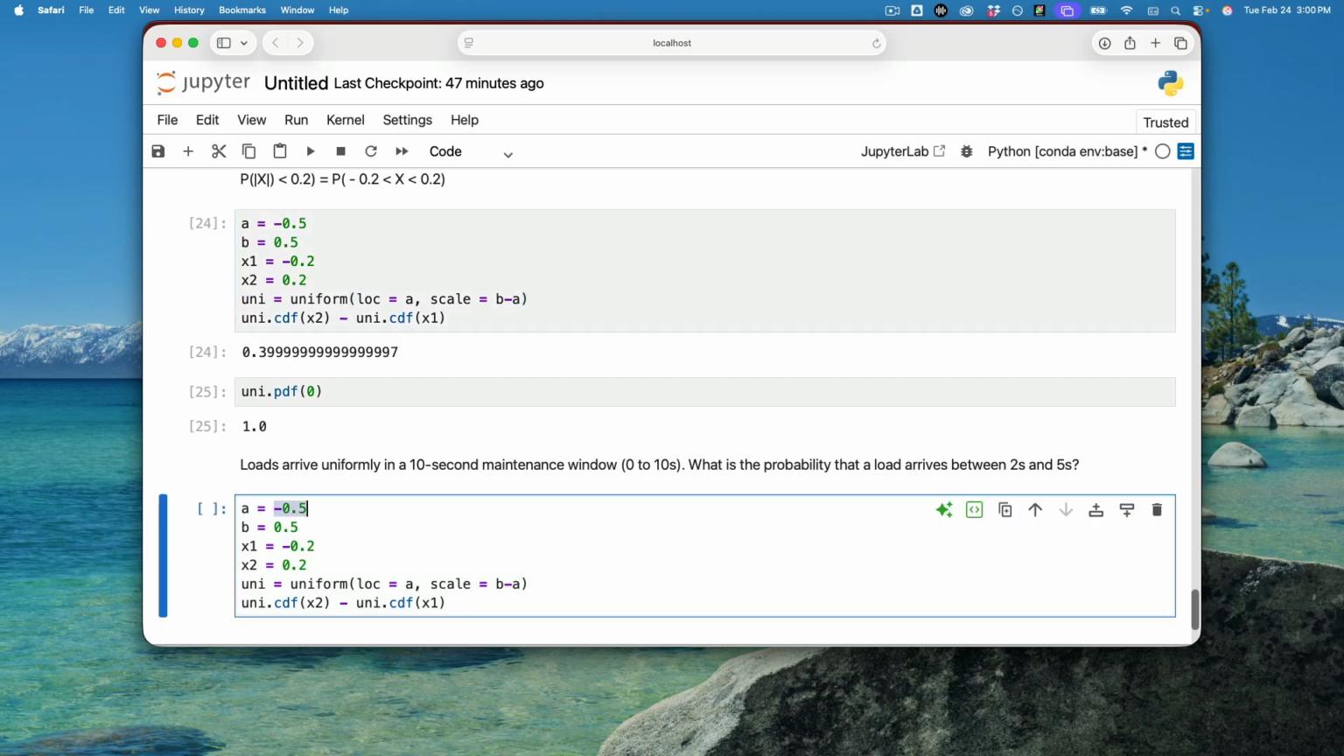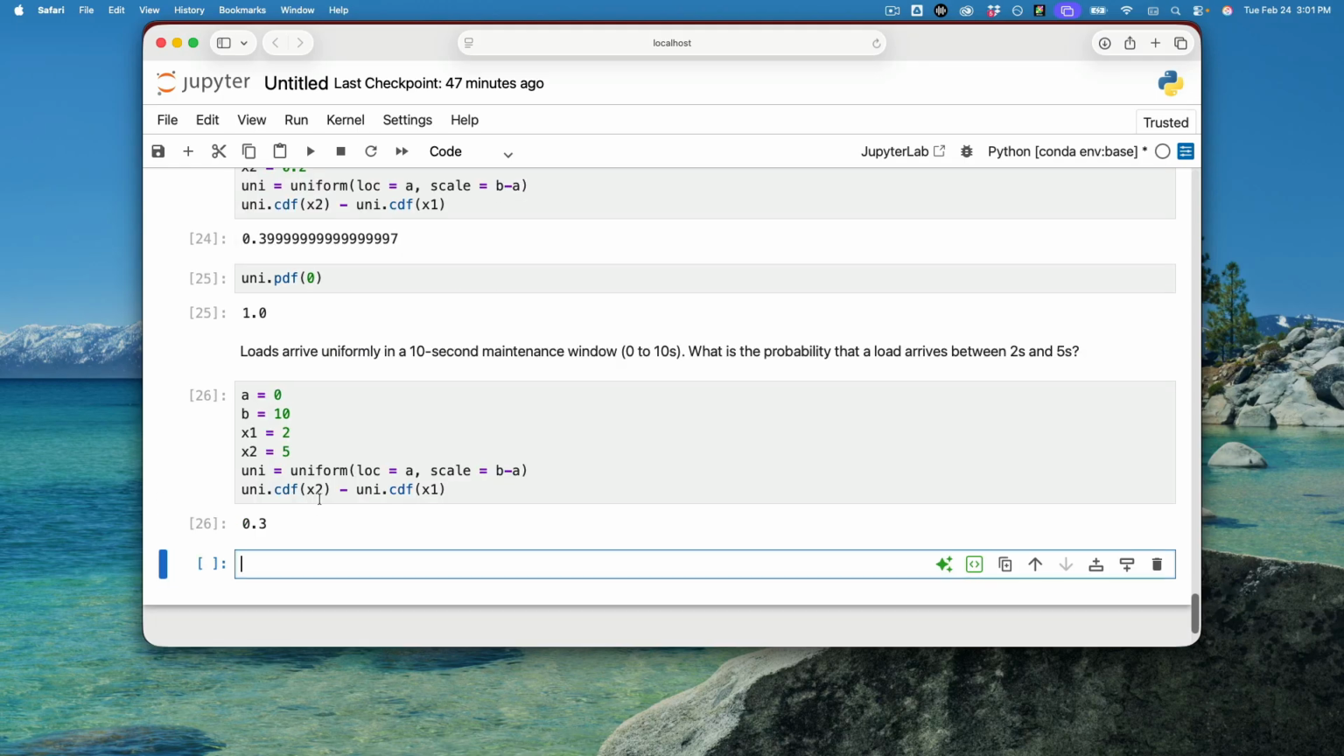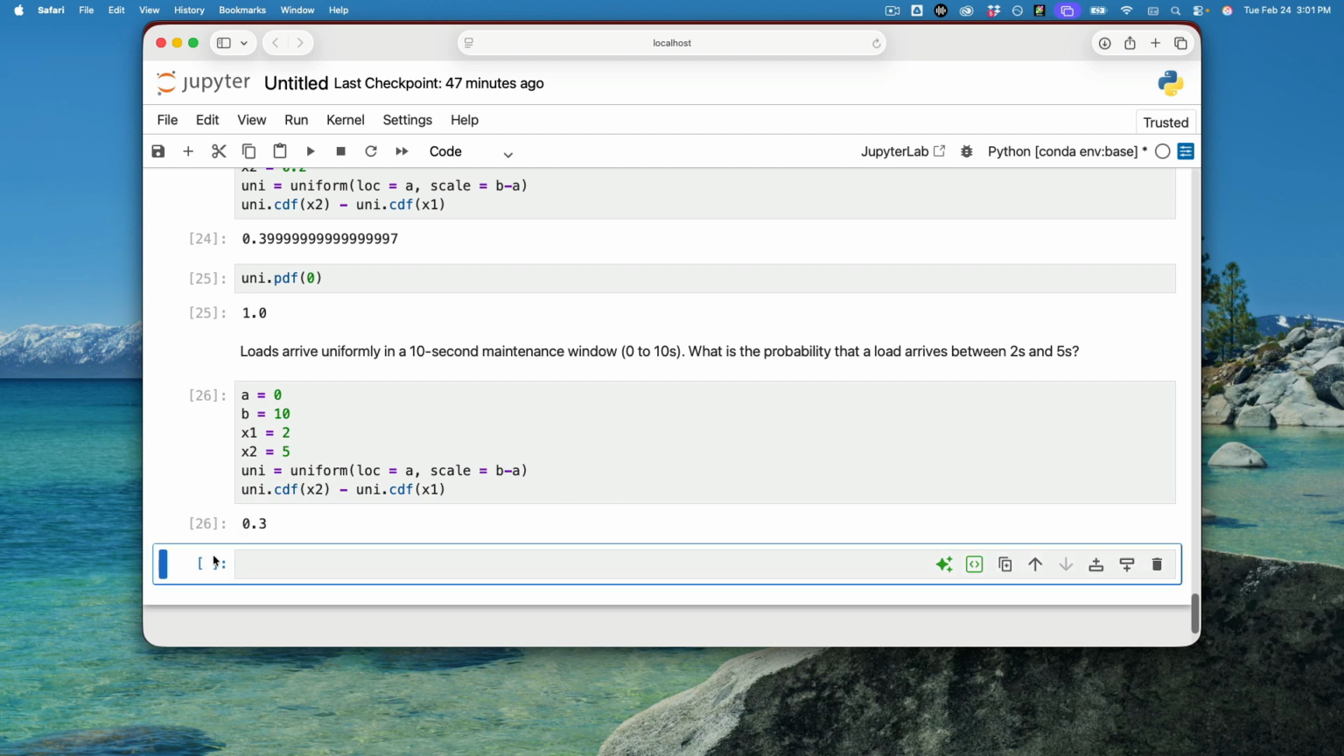So A is 0 and B is 10. What's the probability that a load arrives between 2 and 5 seconds? 3 out of 10, so yes, 30%. Okay, 0.3. All right. So for the normal distribution, we did a lot of work with the normal distribution.